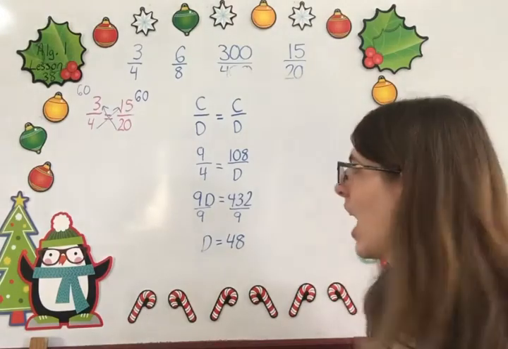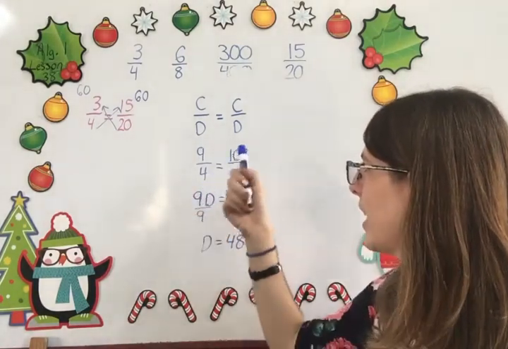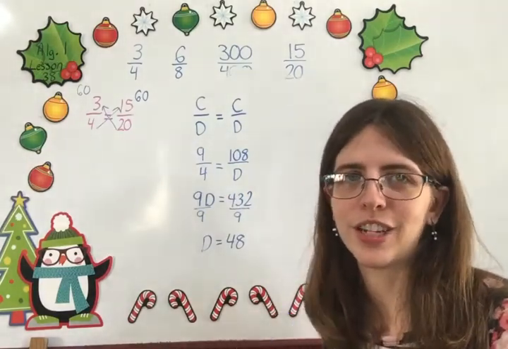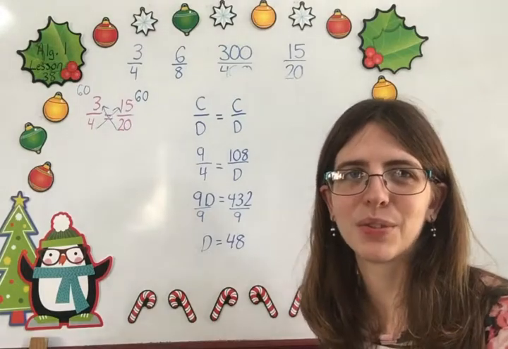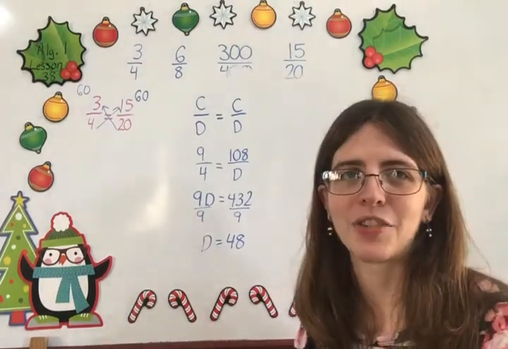48. I put 48 in place of D to check it. 9 times 48 equals 4 times 108. 432 equals 432. So my answer is D equals 48. Okay, go ahead and pause your video now. Give your practice a try.